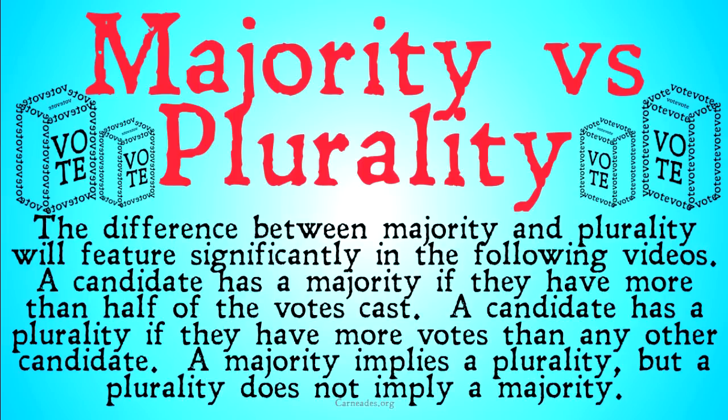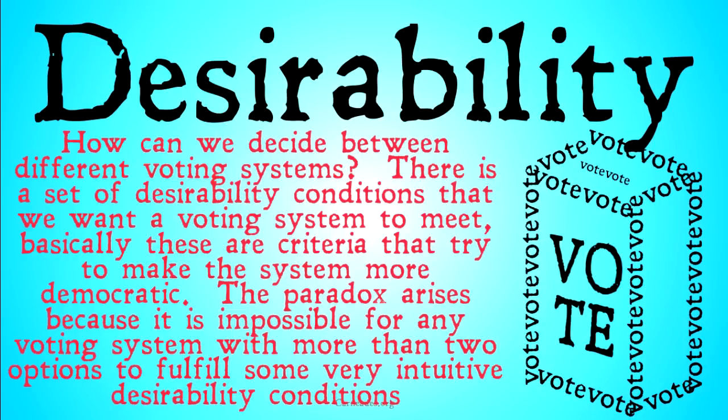Another important distinction to be aware of is the difference between majority and plurality, because that's going to feature significantly in the following videos. A candidate has a majority if they have more than half of the votes cast. A candidate has a plurality if they have more votes than any other candidate. Note that a majority implies a plurality, but a plurality does not imply a majority. If you have more than half of the votes that are cast, then no one else can have more votes than you. But if you have more votes than anyone else, that may not necessarily mean that you have more than half the votes.